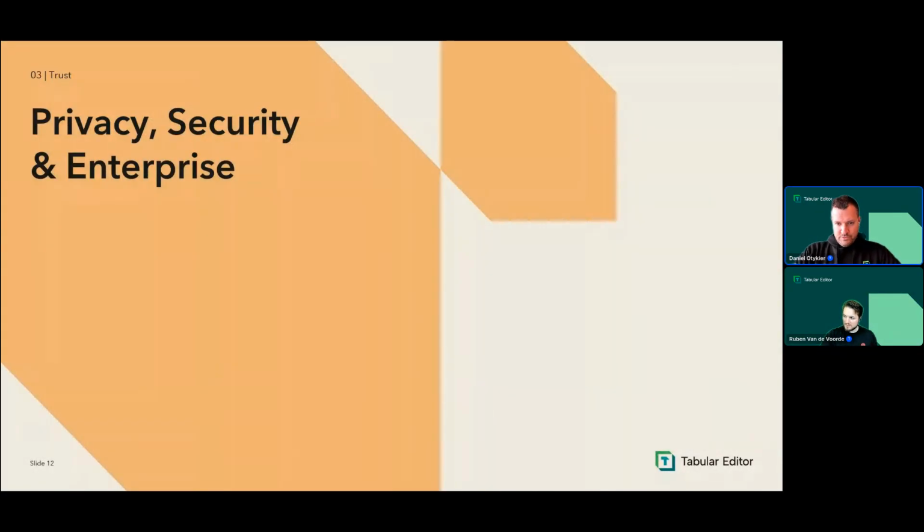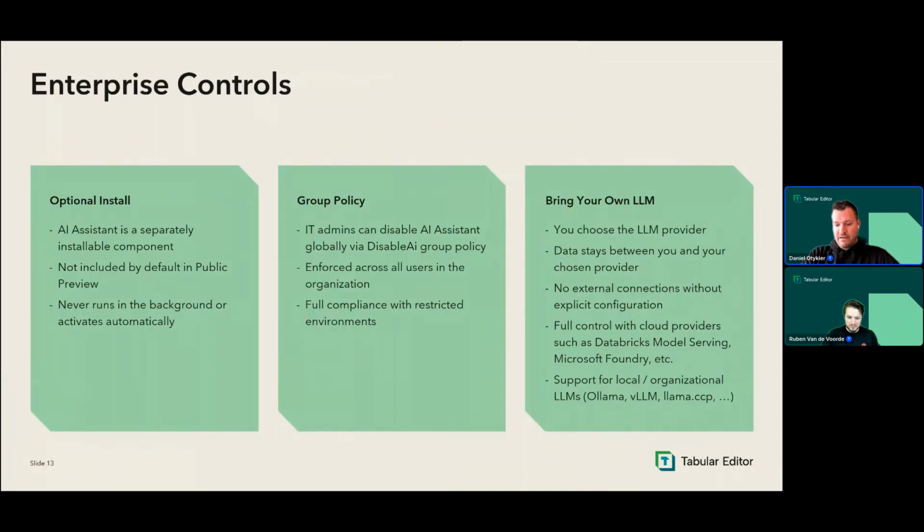Yes. So on the next slide, before we get to the demos, I just want to briefly talk about how we're dealing with privacy and security constraints and which controls we have in place for enterprise scenarios. First of all, the AI assistant in Tabular Editor is a completely optional module, meaning you can choose to install Tabular Editor without installing the AI assistant or any of its features. If you do that, then of course you will not see any of the stuff that we're talking about in this demo, and you won't have any files or binaries on your disk that are related to the AI assistant. In the public preview, the module is disabled by default.